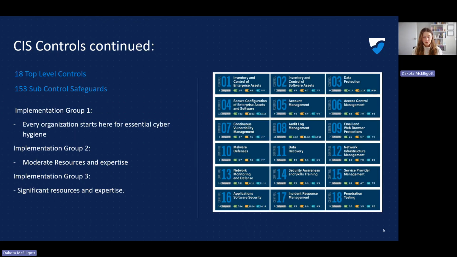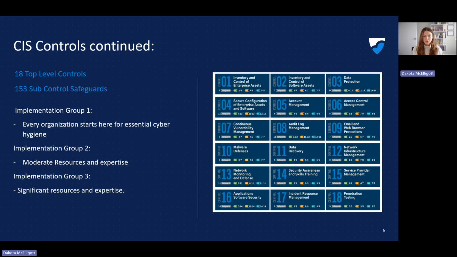And this is just a breakdown of the CIS controls from a top level. So we have 18 top level controls, and the CIS controls are currently version 8.1. Underneath those top level controls, we have 153 safeguards that live within those top level 1 through 18. After that, CIS controls have implementation groups. So this is how you prioritize the implementation of those controls in your organization.